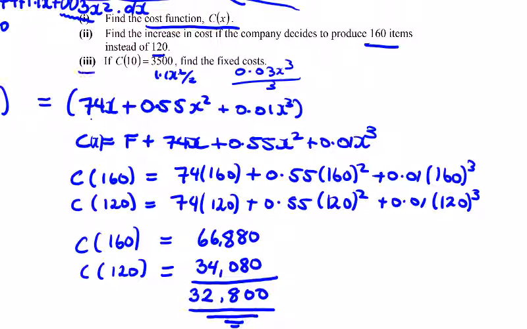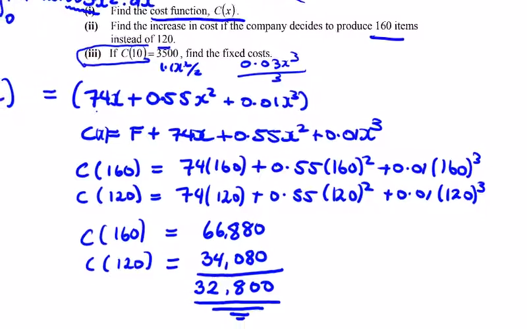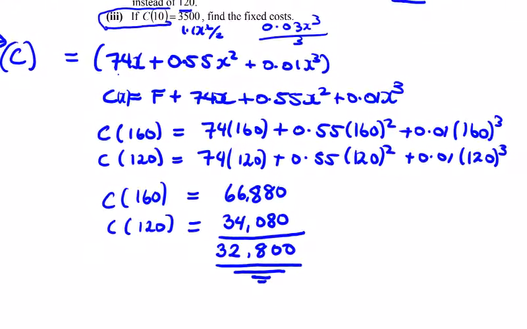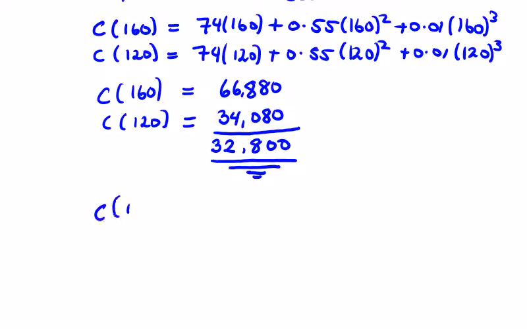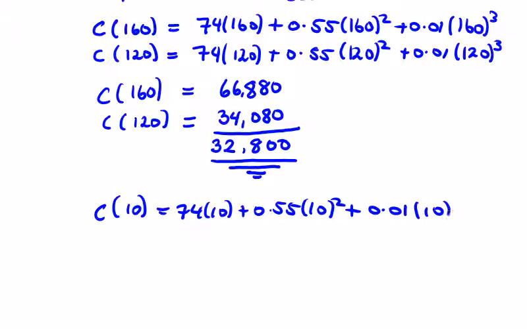Part 3. This is also substitution. C of 10 is 3,500. Find F, fixed costs. So C of 10 is equal to 74 by 10 plus 0.55 by 10 squared. So we can't do this one without a calculator. Plus 0.01 by 10 cubed plus f equals 3,500.